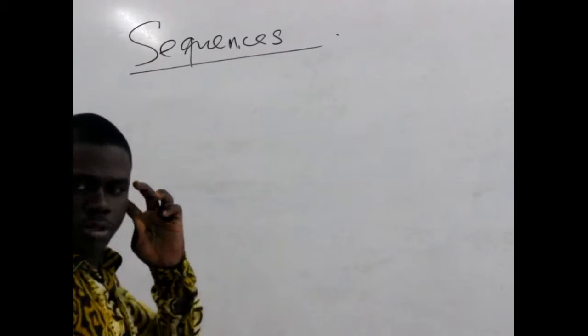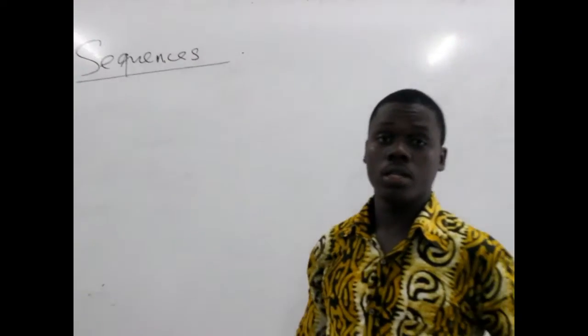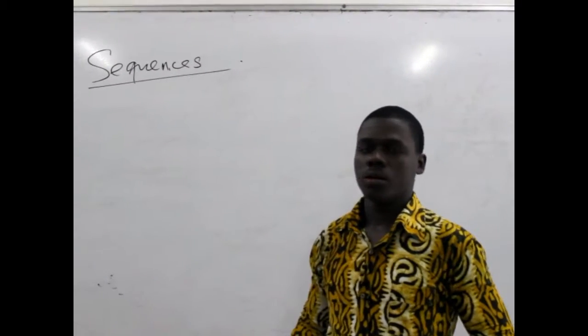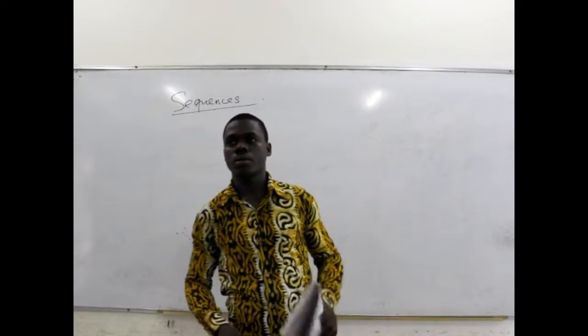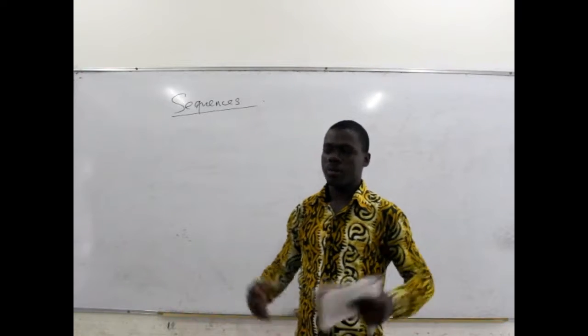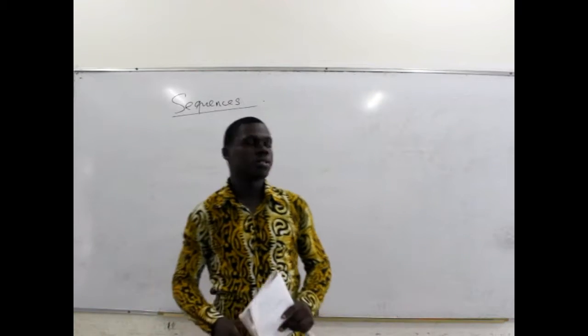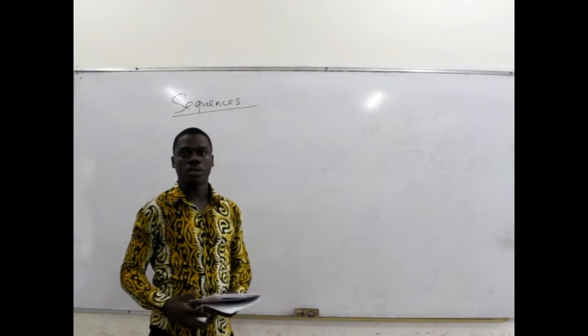When you say sequence, what exactly are we talking about? A sequence can be looked at as a list of objects or things in an order. But in the mathematics class, we want to consider a sequence as a list of numbers that are in order.